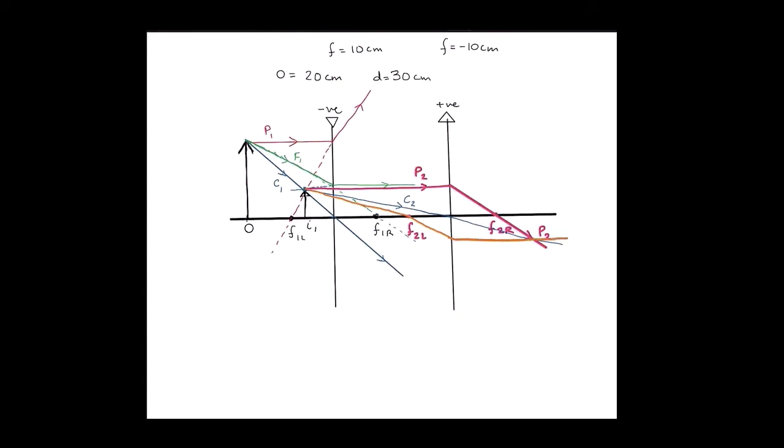I know my rays are kind of crooked, but of course you're going to do a better job than me. So this is where my F2 will be. So my final image will actually be formed here. This will be my eye.